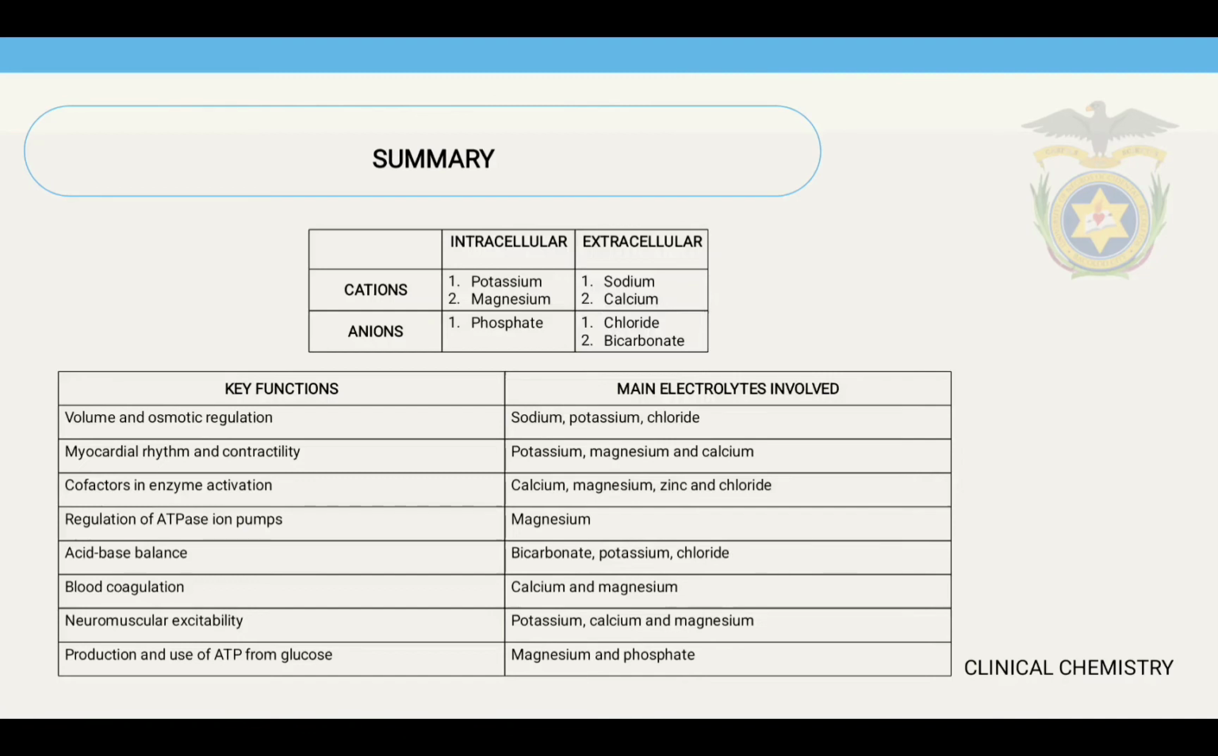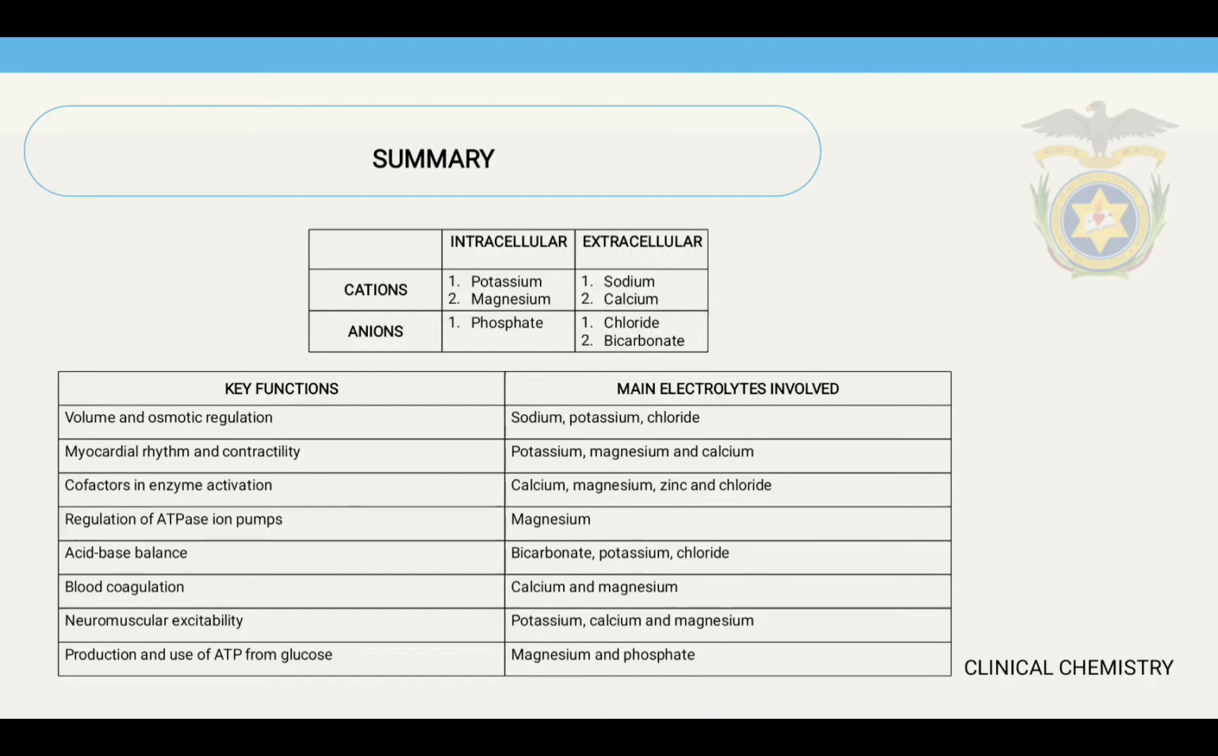Some of the key functions of your electrolytes are for volume and osmotic regulation, you'd have sodium, potassium, and chloride; myocardial rhythm and contractility, potassium, magnesium, and calcium; cofactors in enzyme activation, your calcium, magnesium, zinc, and chloride; regulation of your ATPase ion pumps is your magnesium. For your acid-base balance, you'd have calcium and magnesium. For your production and use of ATP from glucose, it's magnesium and phosphate.